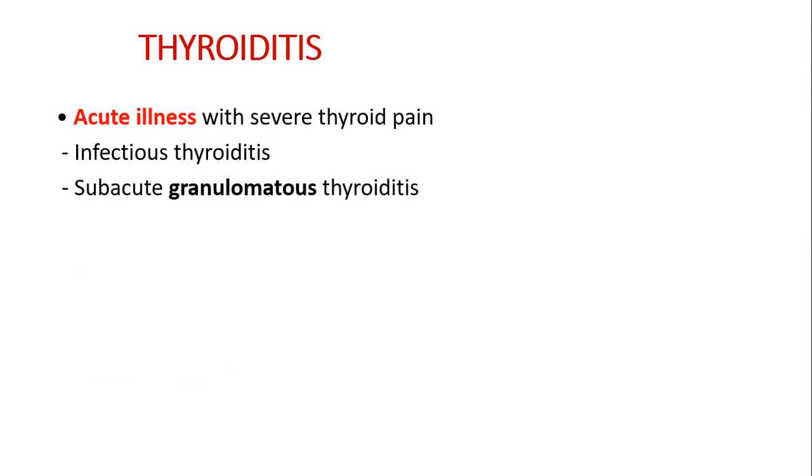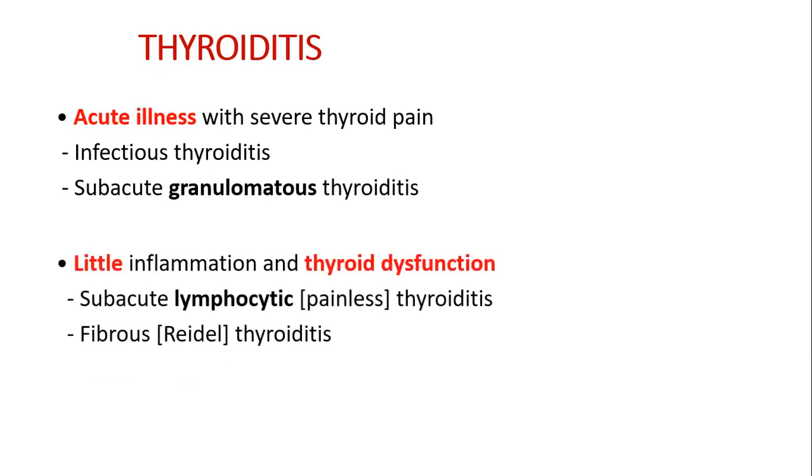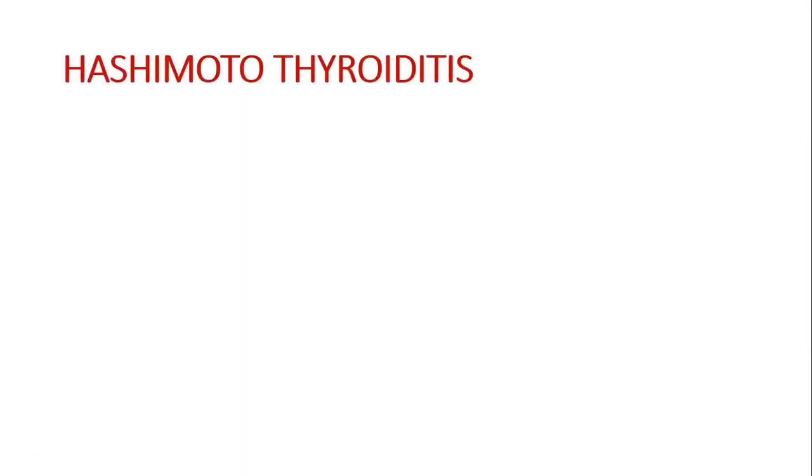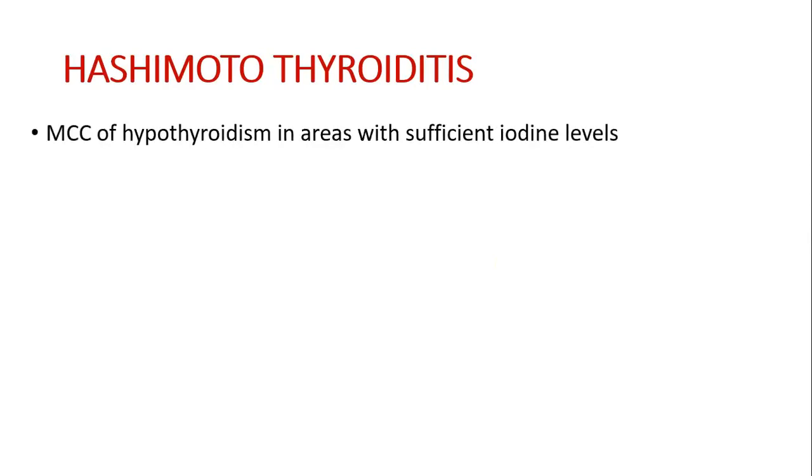Thyroiditis can be infectious, very common with bacterial and viral infections. Subacute granulomatous thyroiditis, which is subacute because not clinically significant, has little inflammation and thyroid dysfunction. It includes subacute lymphocytic thyroiditis, which is painless. And we have another, fibrous thyroiditis, we call Riedel's thyroiditis. More important about thyroiditis is Hashimoto's thyroiditis, very common, the most common cause of hypothyroidism in an area with sufficient iodine level. Otherwise, the most common cause of hypothyroidism is iodine deficiency.